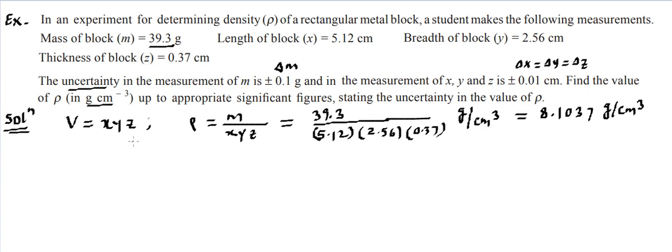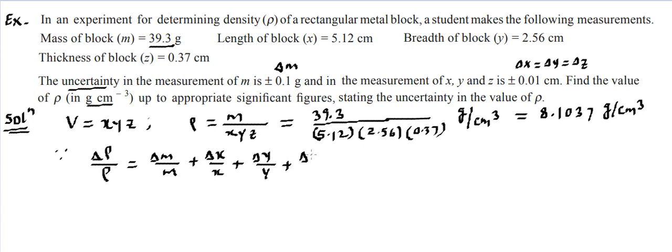So what we have done, we have found out the value of rho. Then we need to find the value of change in rho, or error in rho. Since multiplication or division is involved, the fractional change in rho is going to be equal to the fractional error in mass plus the fractional error in length plus the fractional error in width plus the fractional error in thickness. Are you getting what I'm doing?